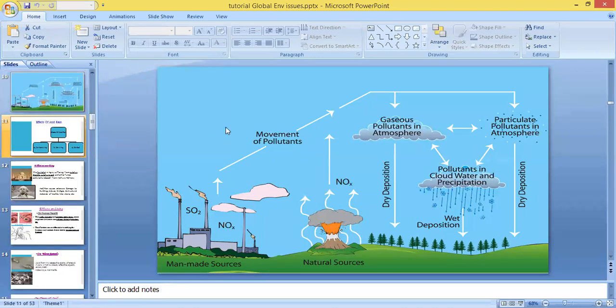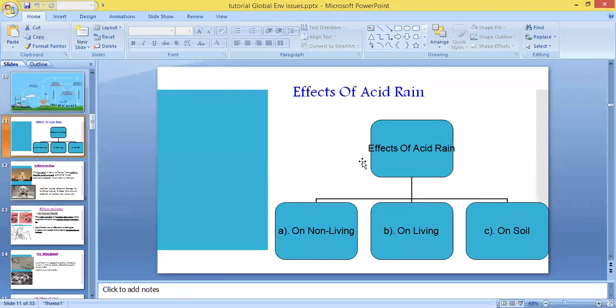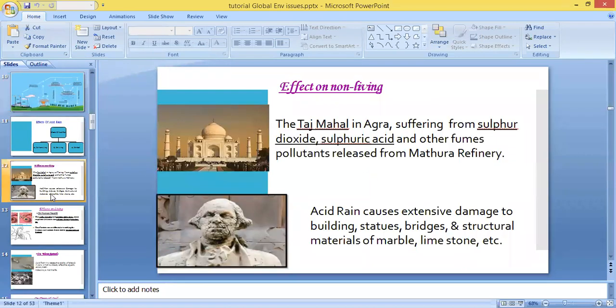So what are the effects of acid rain? Under whom will the effects be there? It will be on non-living things, on living things, and on the soil. So let us study that one by one.